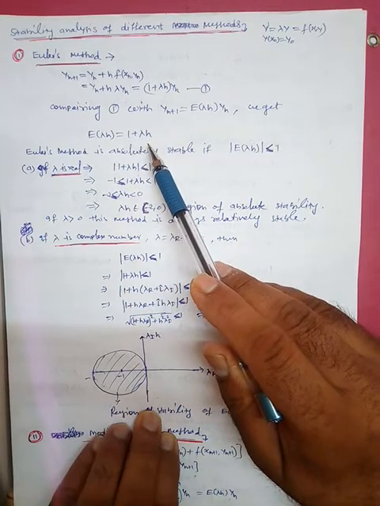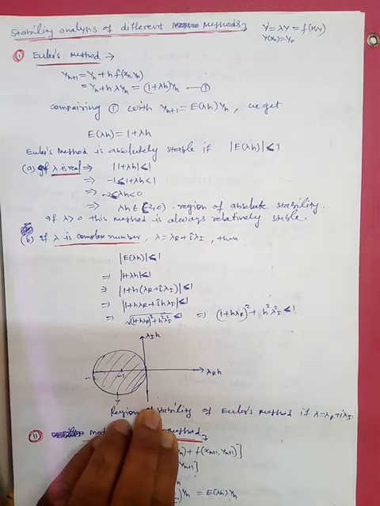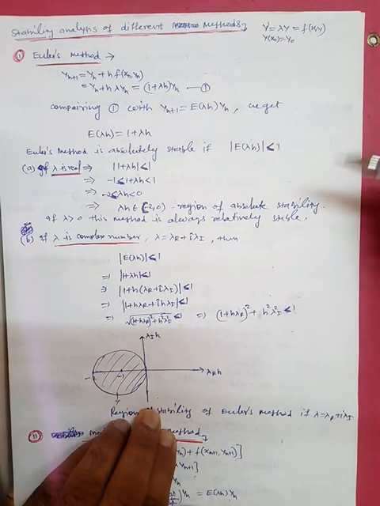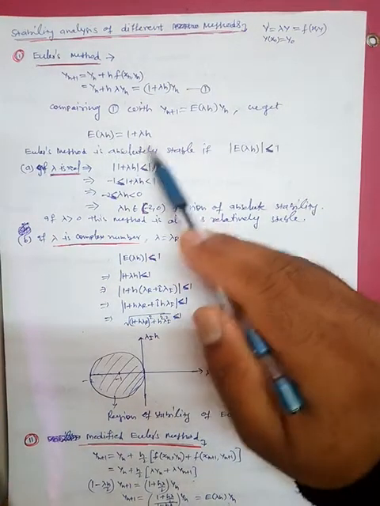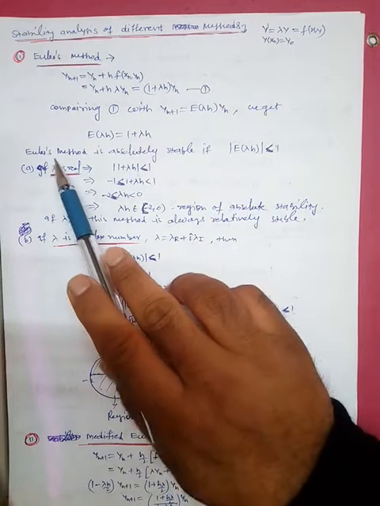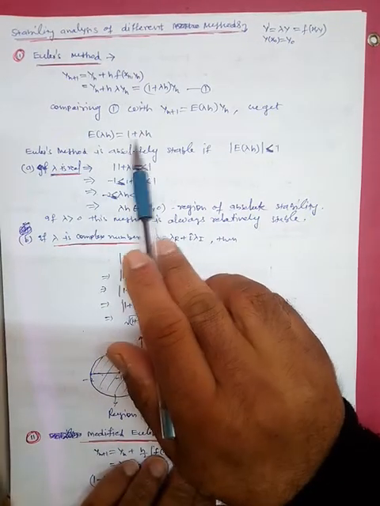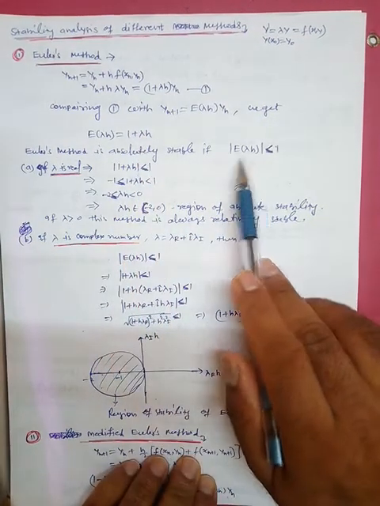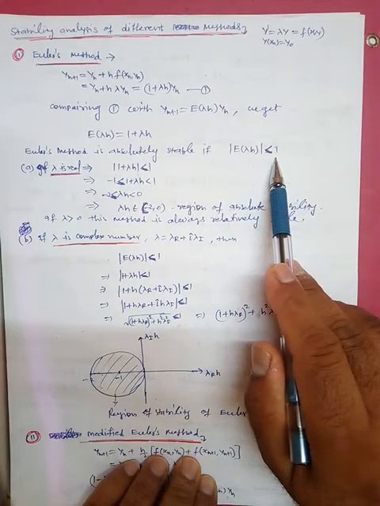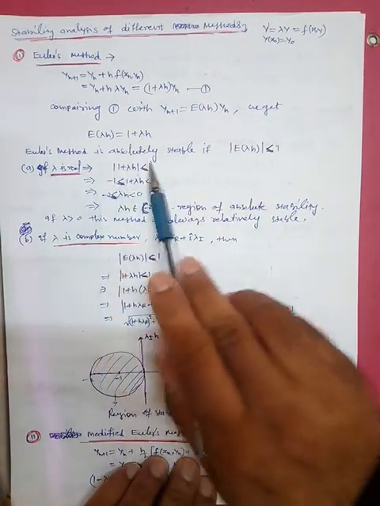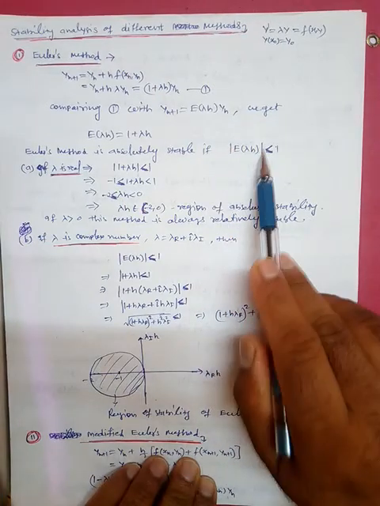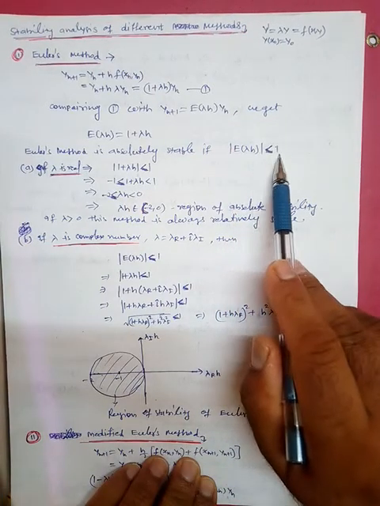We have already discussed in the previous video what the first order method and the second order method are. So this is the first order method. We know that for absolute stability the magnitude of e^{λh} should be less than 1. So Euler's method is absolutely stable if the magnitude of e^{λh} is less than 1.